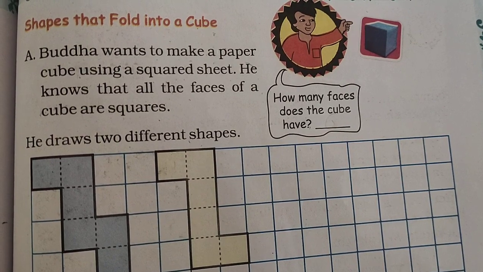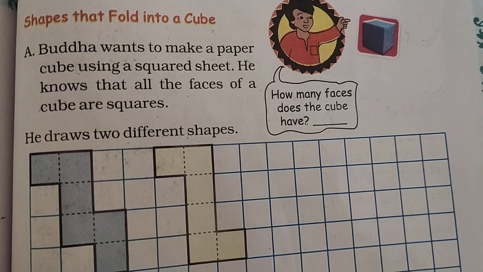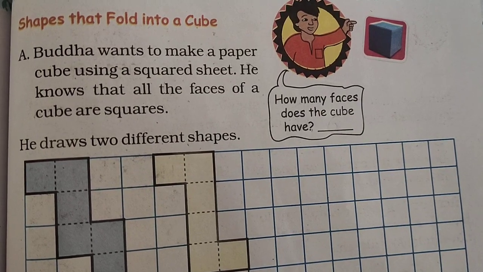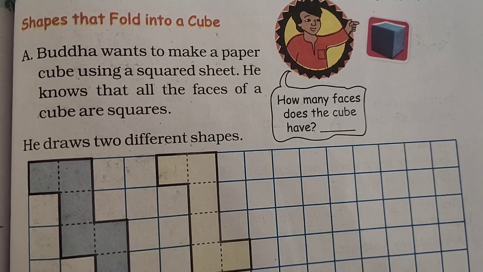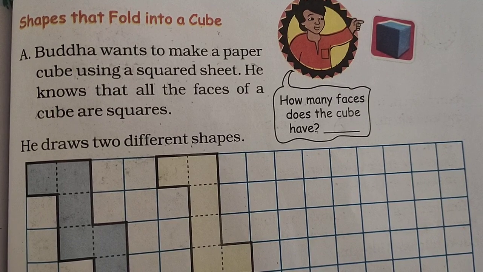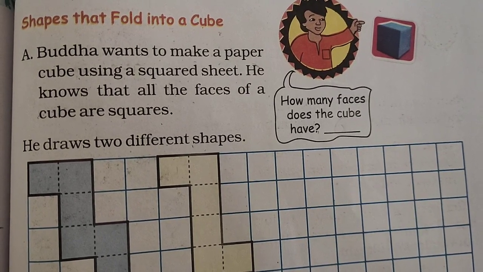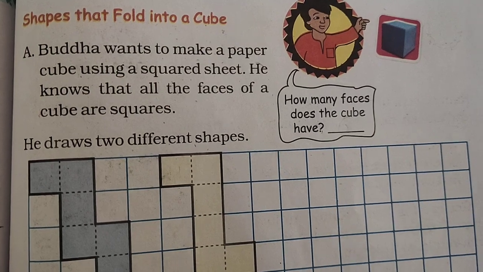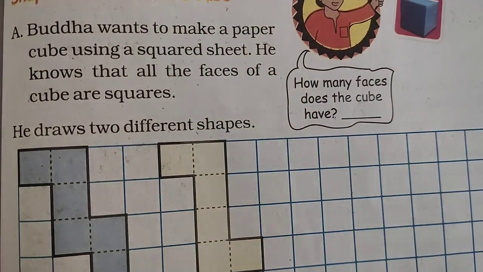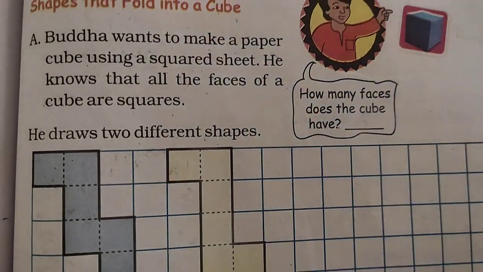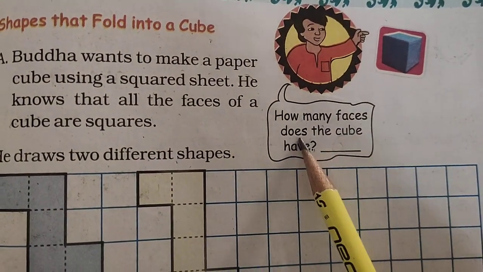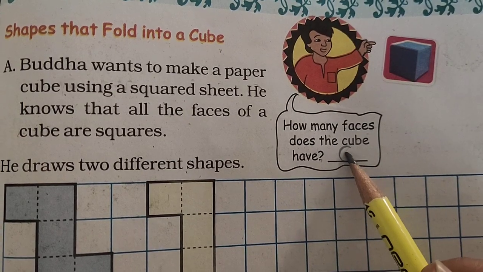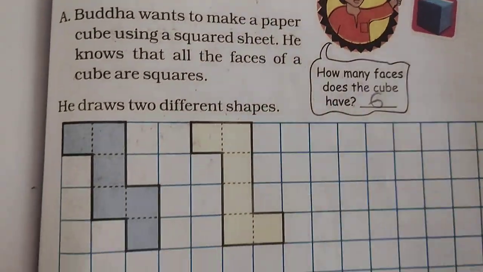Buddha wants to make a paper cube using a squared sheet. He knows that all the faces of a cube are square. If you want to make a cube, then all its faces are always square. We have learned how many faces the cube has. The cube has 6 faces, isn't it, students?